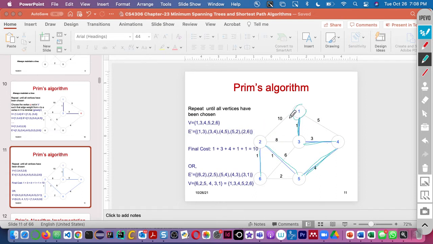Also, if we take this one, then it will make a circle. We will connect, and according to our spanning tree, it cannot be circular, right? So now it is done. Either way, if you take this way, then you will get the same weight. So we say that we can draw different ways, but the resultant final cost will be the same.